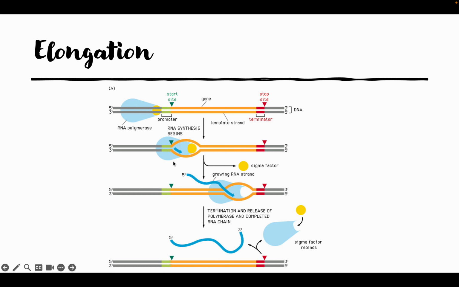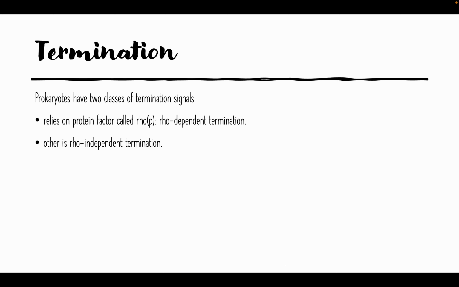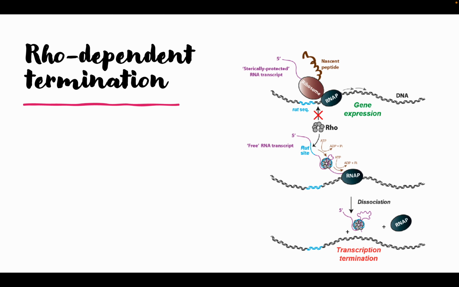Now once this complex is open, ribonucleotides start to be added, and the sigma factor is released. Then the enzyme moves in the forward direction and continues producing more RNA until it finds a stop signal. Once it finds a stop signal, I will explain how it gets terminated and how the RNA is released. So what is termination? It basically depends on two termination signals, rho dependent termination and rho independent termination. We will talk about the rho dependent termination.